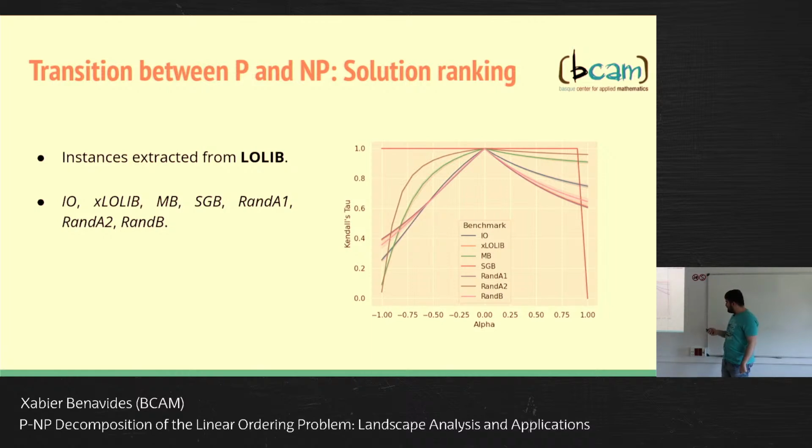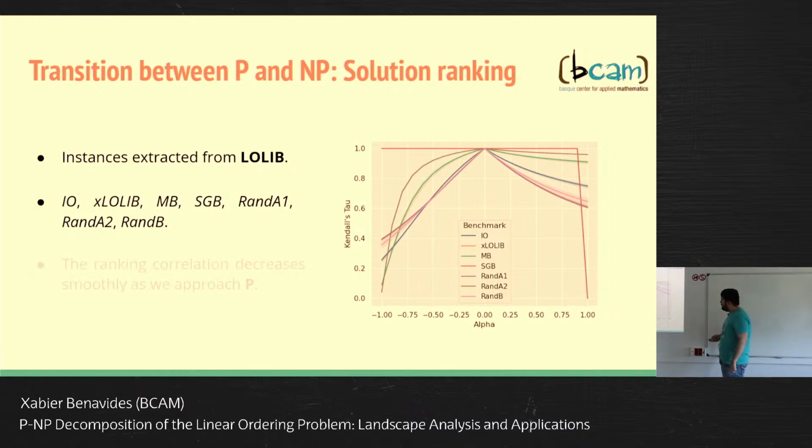So the first thing that we can see here is that in almost all cases, the ranking correlation between the P component of the problem and the original instance is pretty high. In fact, we obtain values above 0.6, which is, again, pretty high. The only exception here is the SGB benchmark, this red line right here, which is a special case in which the P component of all the instances is just constant.